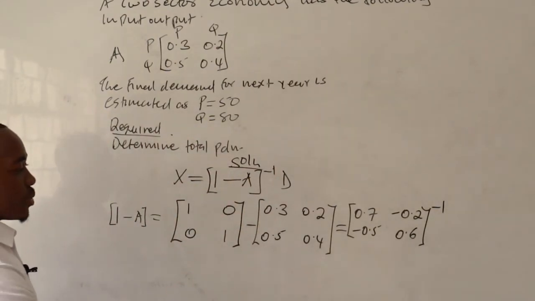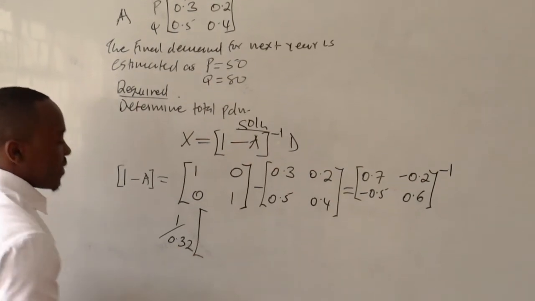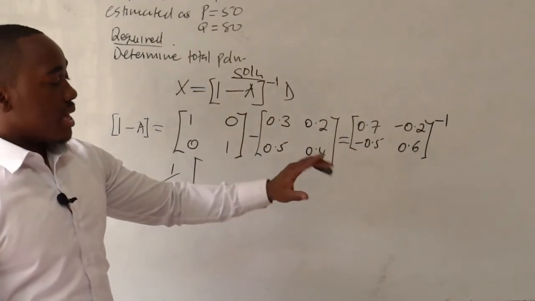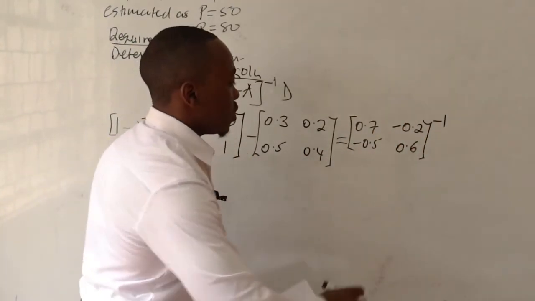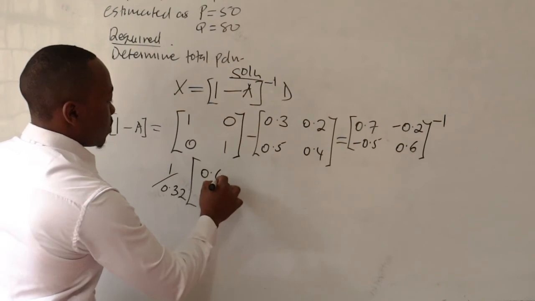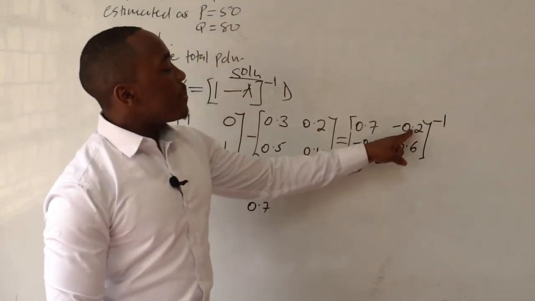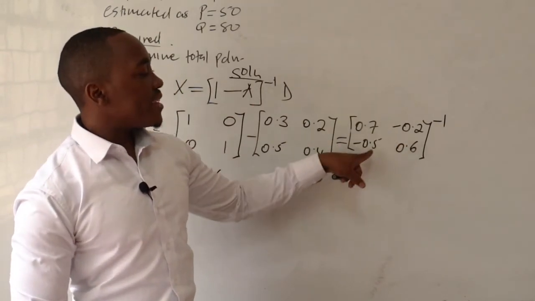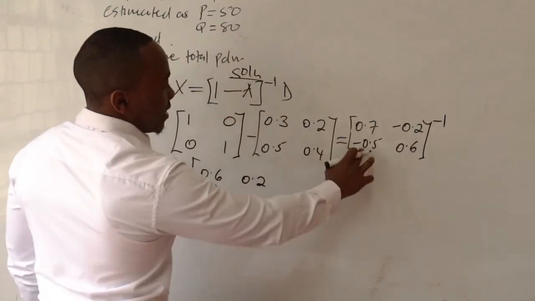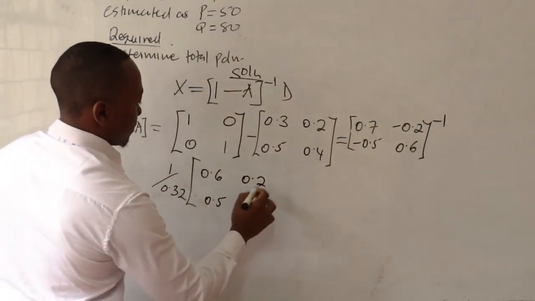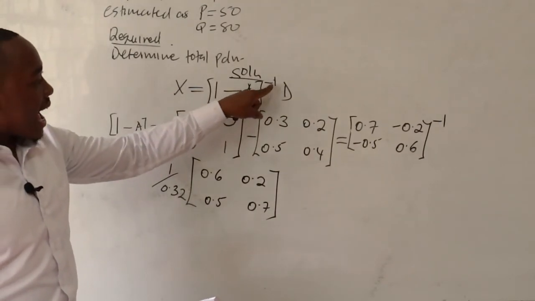Then you get the reciprocal, so it will be 1 divided by 0.32. After you get the determinant, you reciprocate. And then we say that for the major diagonal elements, you interchange. So like this one, you have 0.6 goes up and 0.7 goes down. But for the minor diagonals, you just change the sign. So this one will be positive 0.2 and this will be positive 0.5. So by that, now you have the inverse of I minus A.